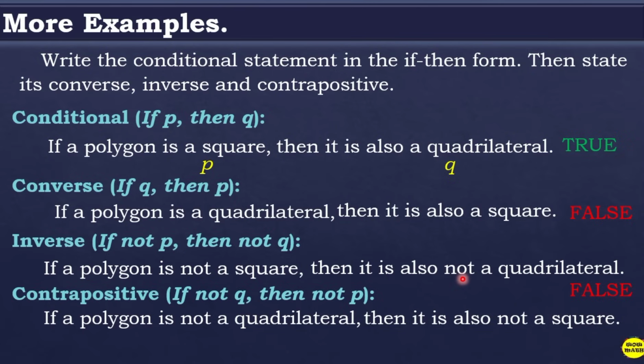Okay? Next, contrapositive. If a polygon is not a quadrilateral, then it is also not a square. So, this is true. So, kung hindi siya quadrilateral, then it is also not a square. Okay? So, kasi pag sinabi natin quadrilateral, it must be four-sided. Okay? So, hindi rin siya square, and that is true. So, dapat marunong po tayong mag-analyze if it's true or false. Next.